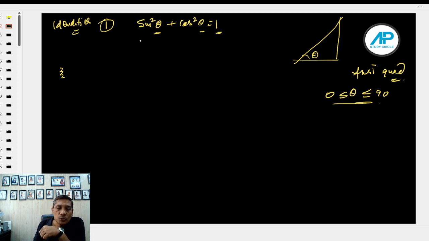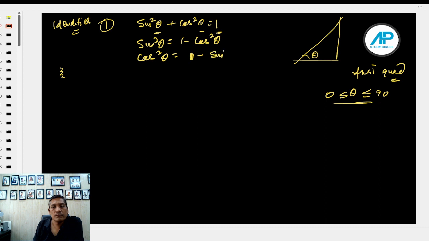Now this gives rise to 3 more results: sine square equals 1 minus cos square, and cos square equals 1 minus sine square. You can put a root here, and root of 1 minus cos square and root of 1 minus sine square. The other point is that these are reversible identities. I can replace 1 with sine square plus cos square, or sine square plus cos square with 1. Both ways I can put the values in this topic.